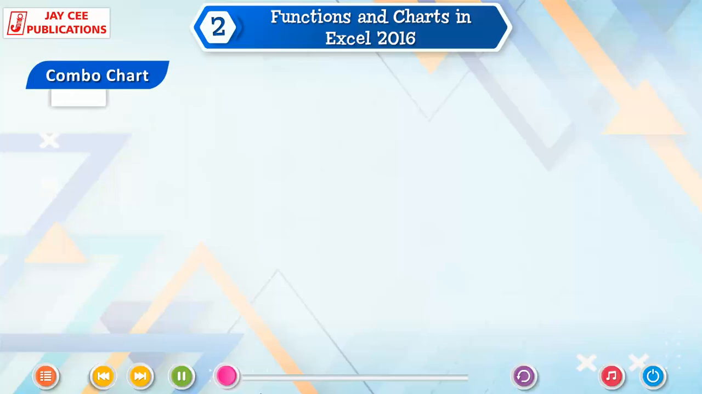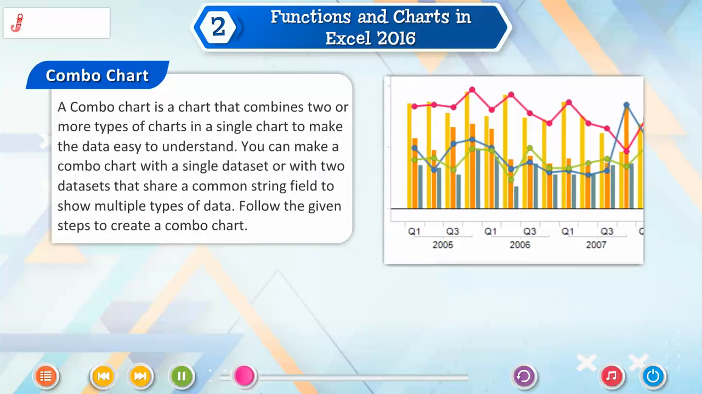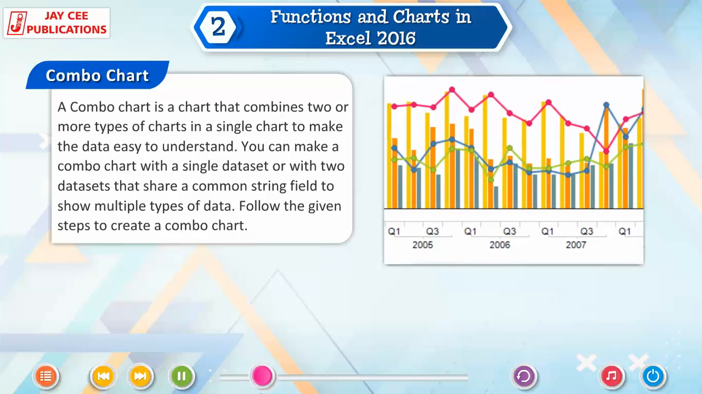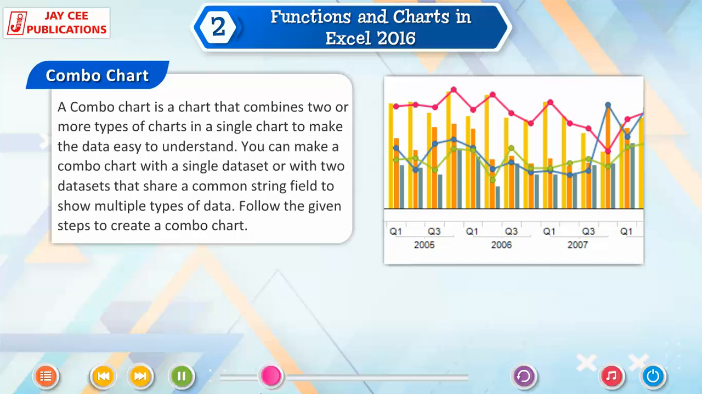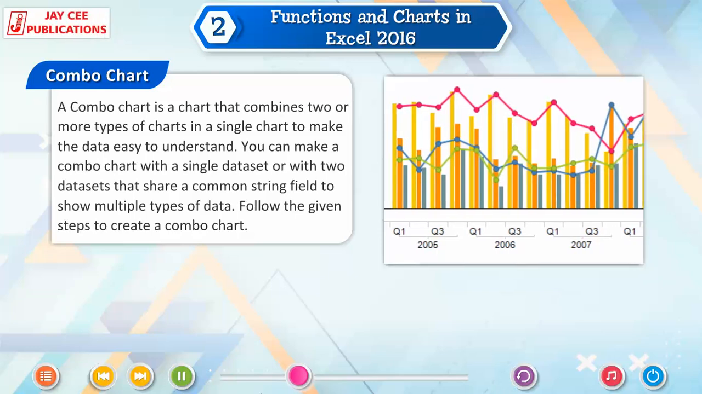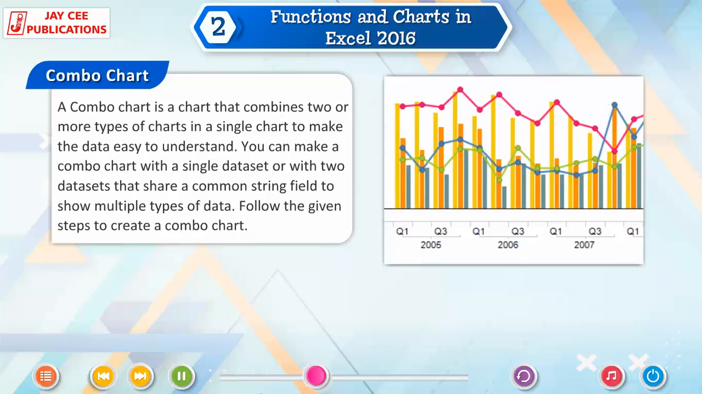Combo chart. A combo chart is a chart that combines two or more types of chart in a single chart to make the data easy to understand. You can make a combo chart with a single data set or with two data sets that share a common string field to show multiple types of data. Follow the given steps to create a combo chart.